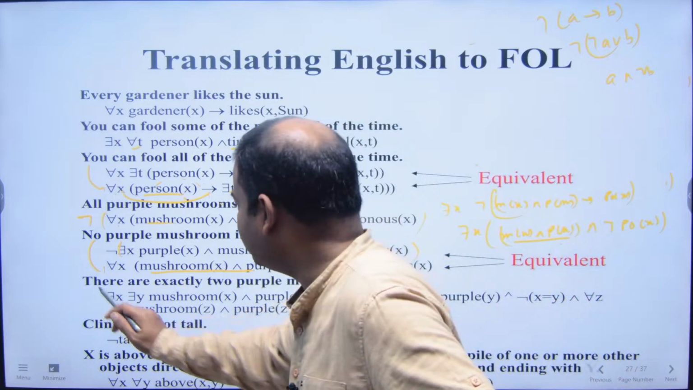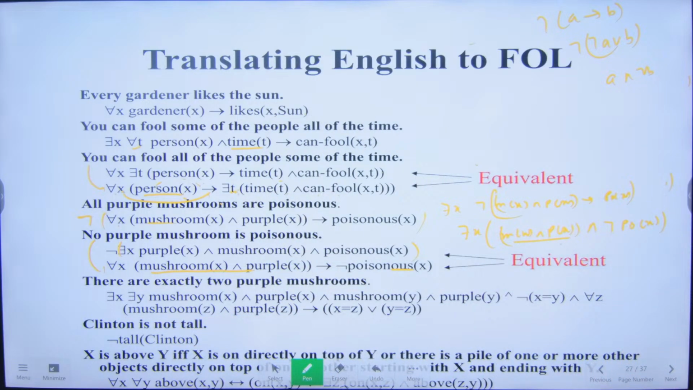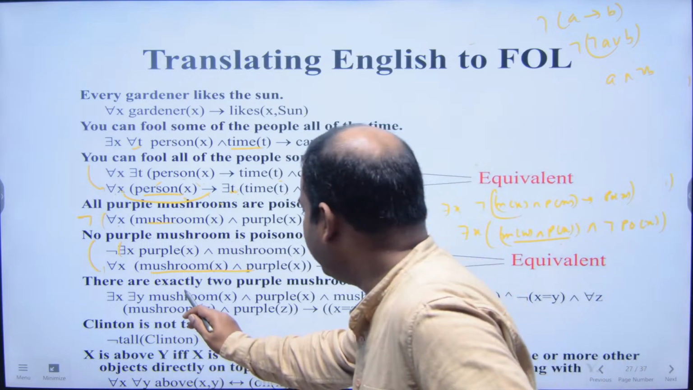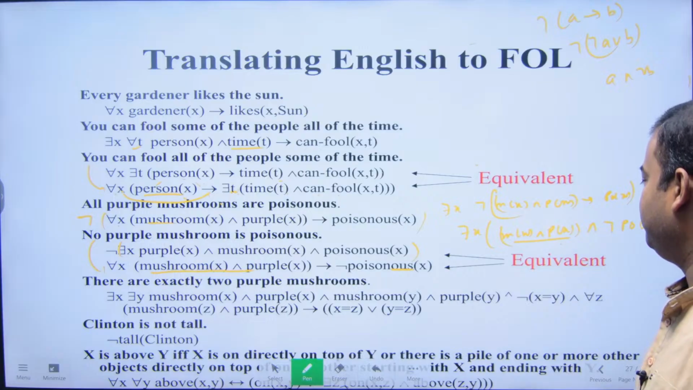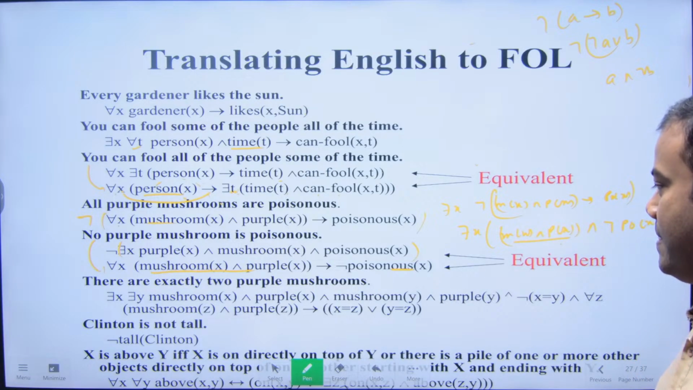Now earlier we thought of only one purple mushroom like that. So there are exactly two purple mushrooms. How to write this?